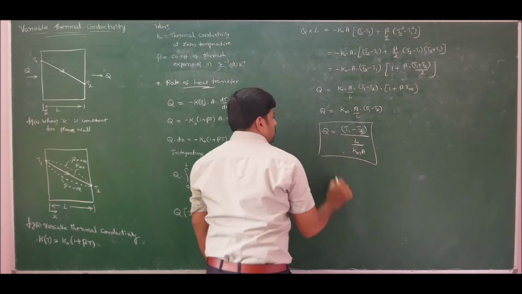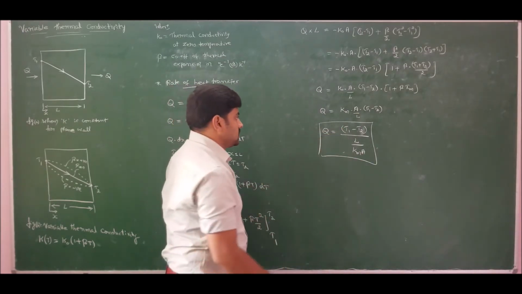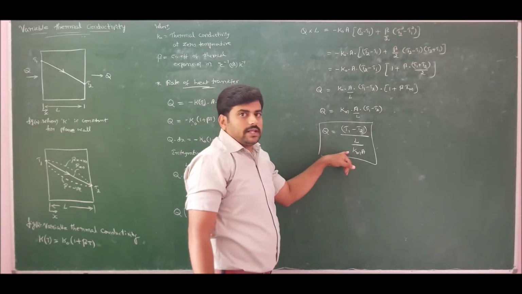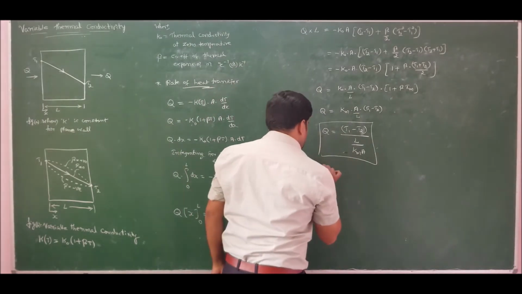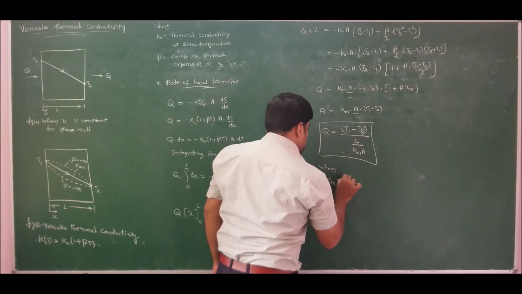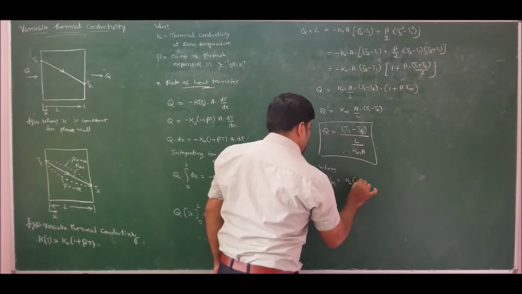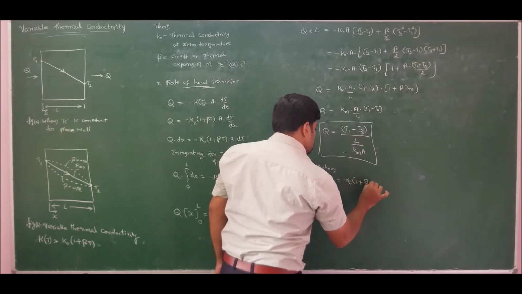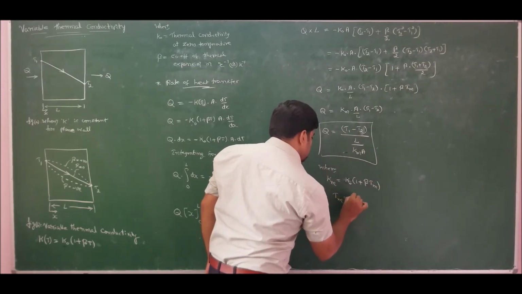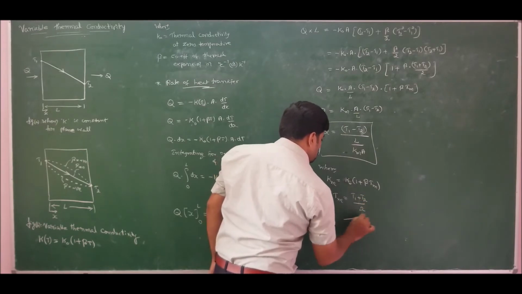So this is of the form, rate of heat transfer is equal to delta T by resistance. Resistance for plane wall is L by KA. For variable thermal conductivity it is L by K mean A, where K mean is equal to K naught of 1 plus beta T mean, where T mean is nothing but T1 plus T2 by 2.